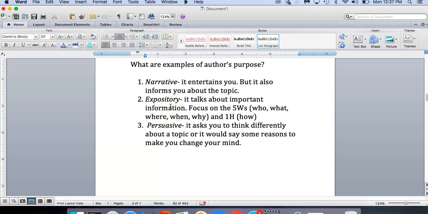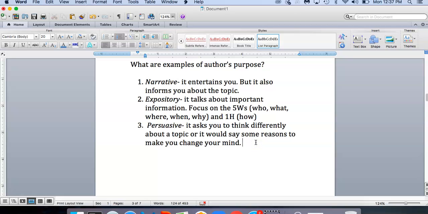Expository would be the text that you would read in school. So usually it talks about important information. You have to focus on the 5 W's, which would be the who, what, where, when, why, and how. In some readings, you won't have the how, and in some of them, not all of the 5 W's would be answered, just some of the 5 W's would be answered.